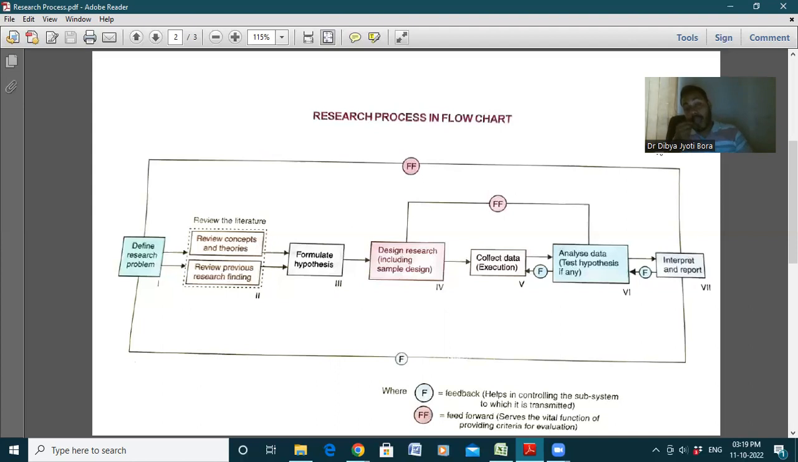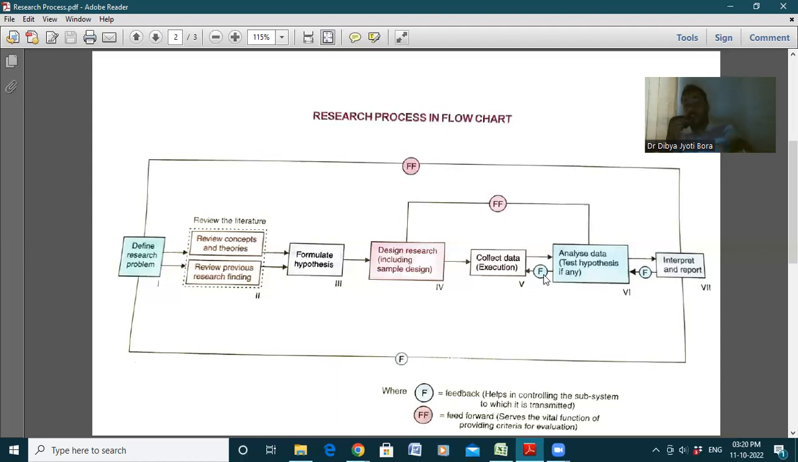है where F single F, this F stands for feedback, and FF means feed forward. Feed forward means serves as the visible function of providing criteria for evaluations. Okay. So यहाँ पे single F है. You can see this here. Only a single F is there means feedback.